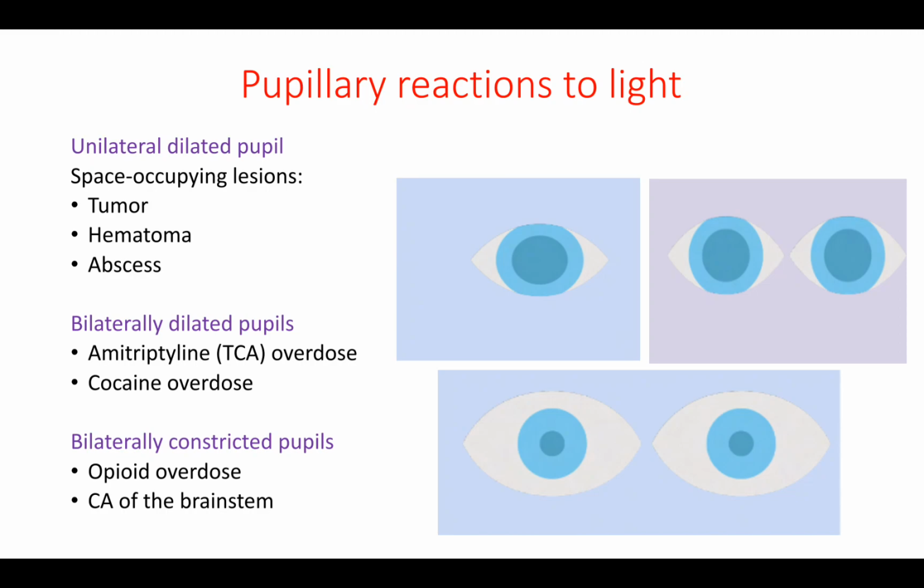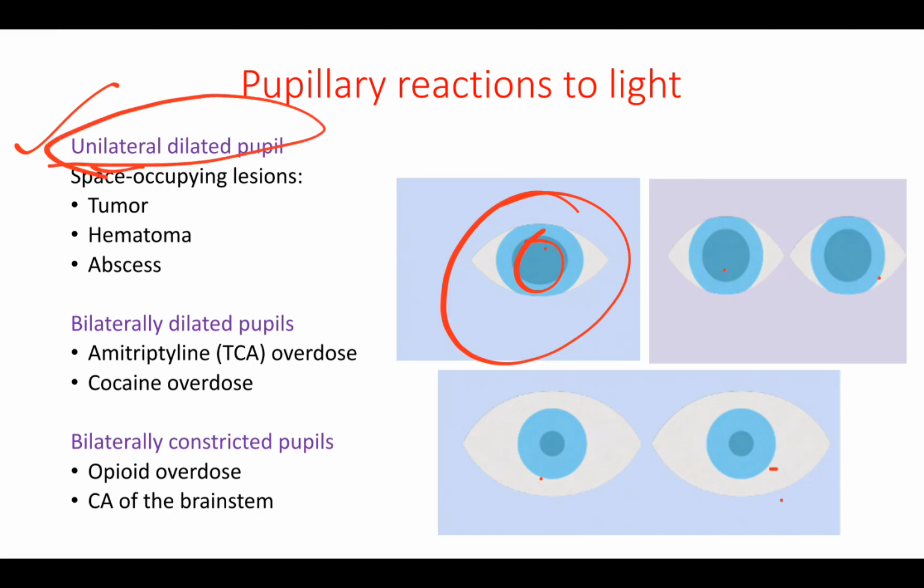So when do you see these conditions? Unilateral dilated, that is one-sided dilatation, bilateral dilation, and bilateral constriction. So when do we see these conditions? So unilateral dilated pupil is seen whenever there is any kind of space occupying lesion.